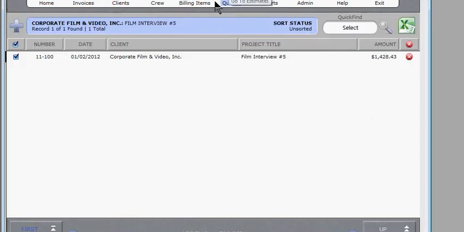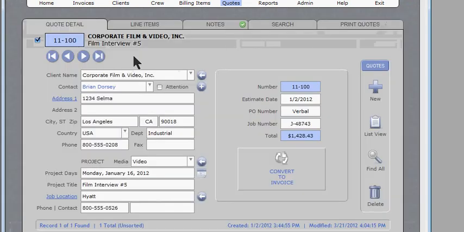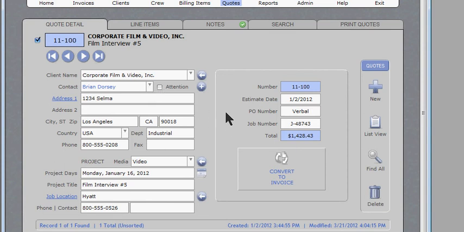And then quotes, there's a lot of quotes for them. Basically they wanted information for different clients on their pre-production route or their post-production, their editing route. So this one here was pre-production, it had a film interview as the project title that they did. And this was also $1,428 because it had its own job number.